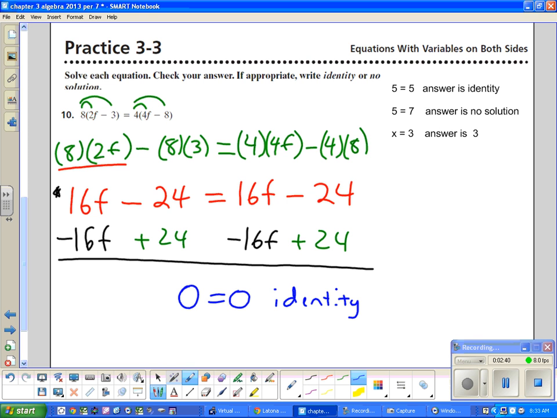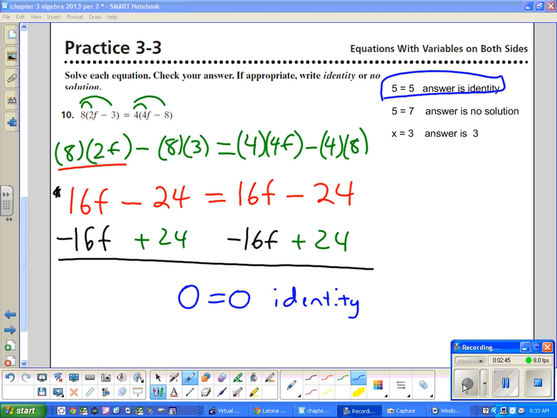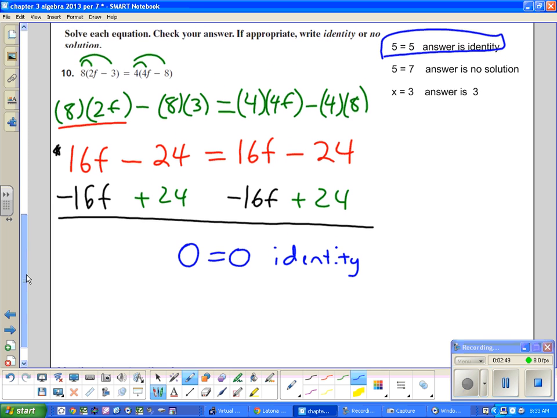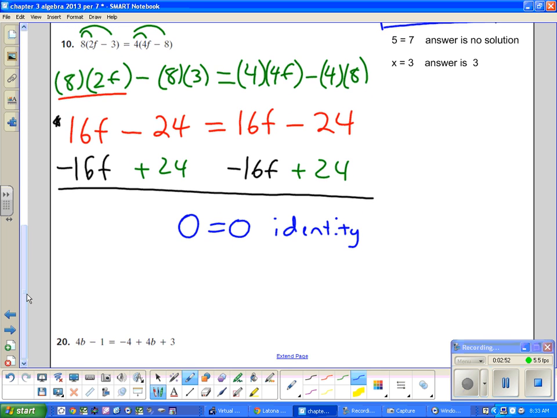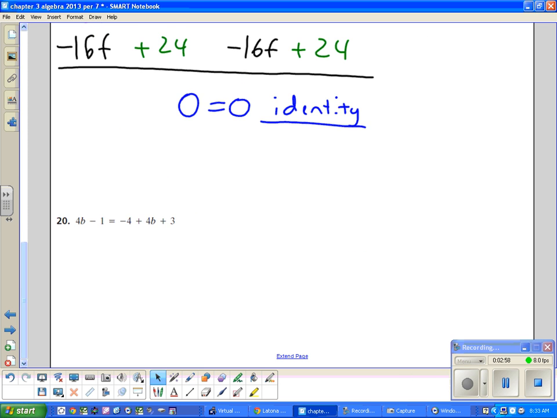Okay, so again, whenever something equals itself, that's the identity answer. When you get the identity answer, you can't check it. Well, you could check it, but you don't have to check it. And you can just write identity as your answer. All right, let's move on to the next question here, and we're going to solve this one.